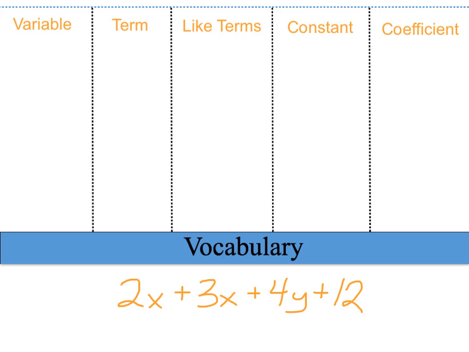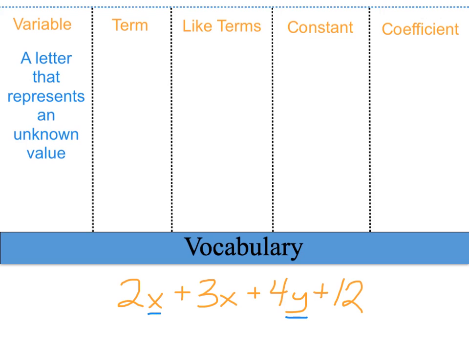The first part of this is called a variable. And a variable is a letter that represents an unknown value. So in our algebraic expression below, the variables are x and y. So we've got two variables. Those are the unknowns. The second part of this algebraic expression is called a term.